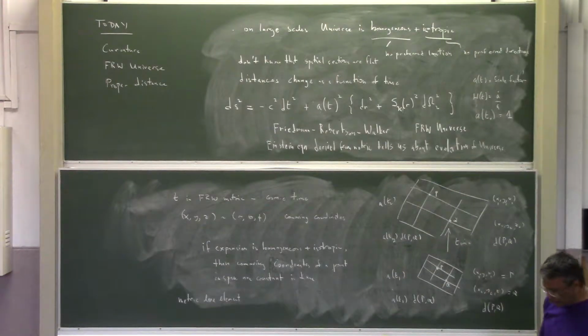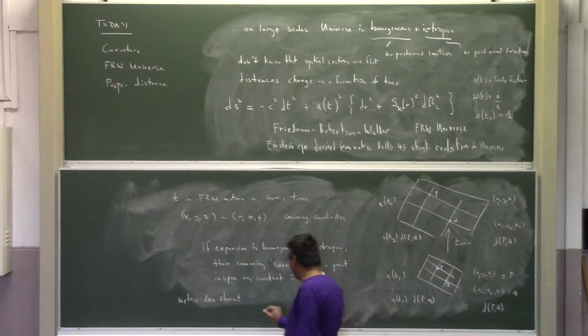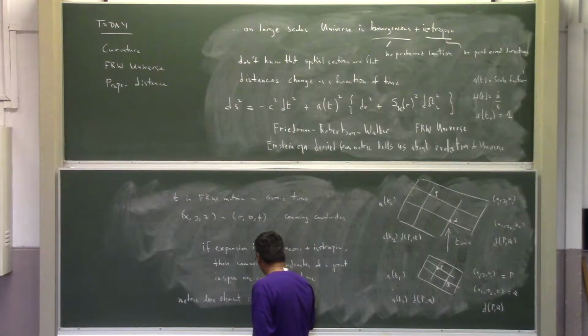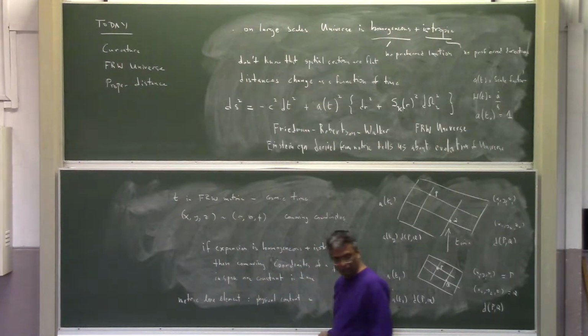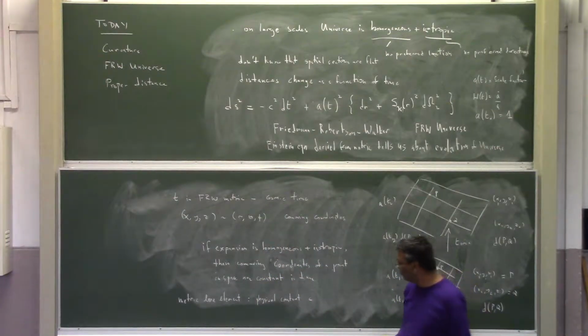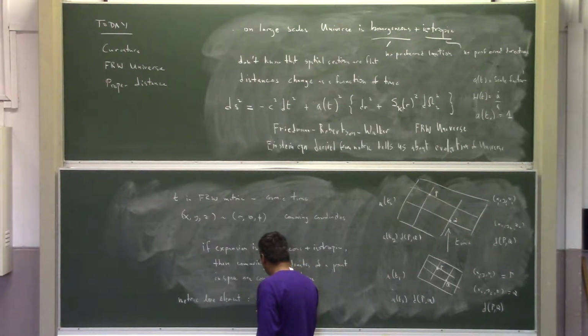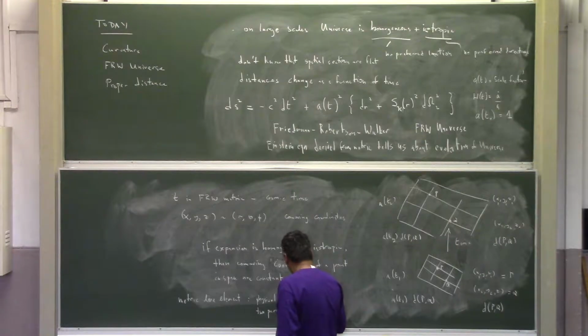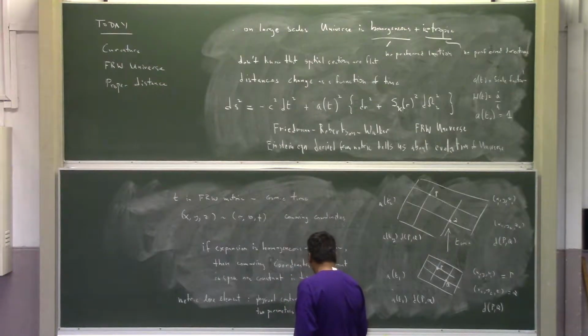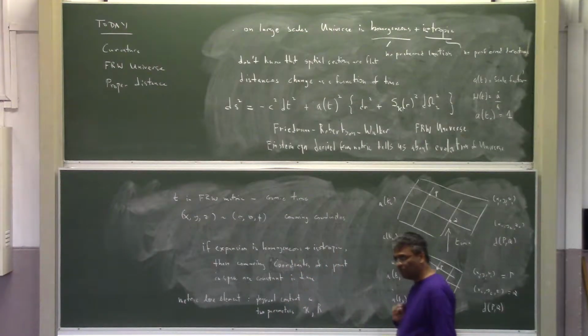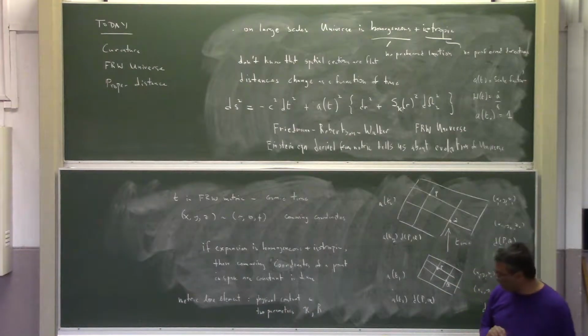So the metric line element then is a function of a physical constant, the speed of light. It's a function of two parameters. Two parameters are kappa and R, the radius of curvature. And it's a function of one function.